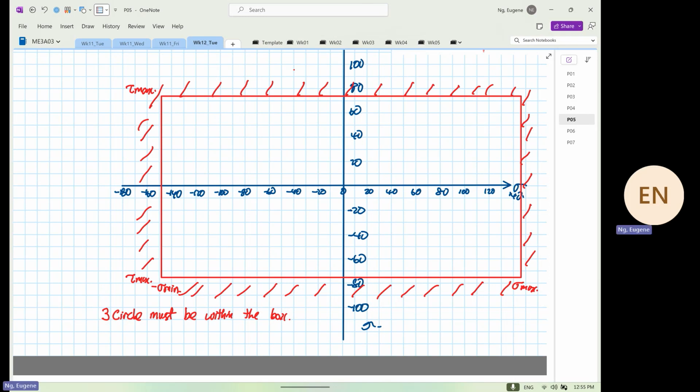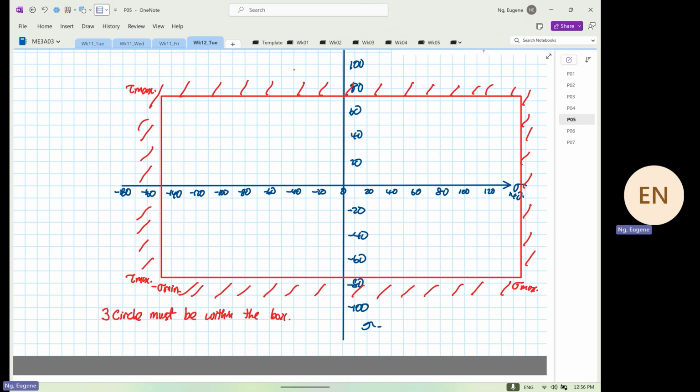So the 3 circles have to be inside the box, or the biggest circle has to be. This is how you combine yield strength and Mohr's circle. You don't see any of this in the textbook at all. I don't know why. It's so much easier to understand, yes or no? If your circle happens to go outside, your material will fail or will yield. So this is an important box.